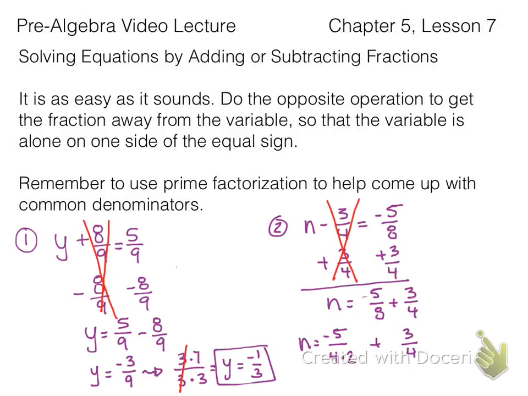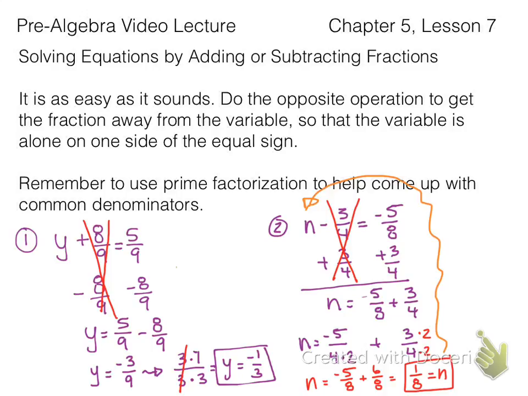N equals negative 5 over 4 times 2 plus 3 times 4. So we're going to multiply by 2 over there to get a common denominator of 8. N equals negative 5/8 plus 6/8. And there we go. We're going to end up with 1/8 because negative 5 plus 6 is 1. 8 stays on the bottom. N equals 1/8. And again, you can always plug it back in to check your work, which you should be doing anyway.